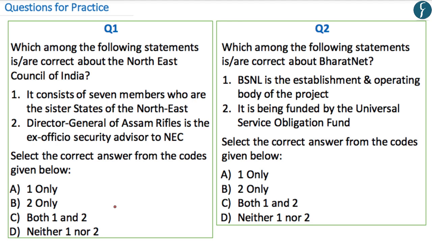Now with regards to question number 1, the correct answer is B, 2 only, whereby the Northeast Council of India consists of 8 members, which include the 7 sister states of the Northeast plus Sikkim. Whereas with regards to question number 2, the correct answer is B, 2 only, whereby it is not BSNL but the Bharat Broadband Network Limited or BBNL, which is the establishment and operating body of the BharatNet project.